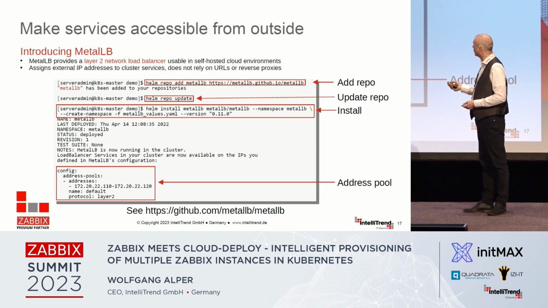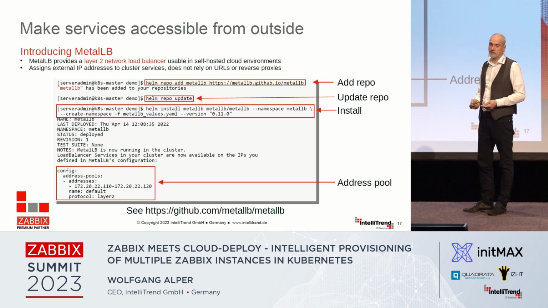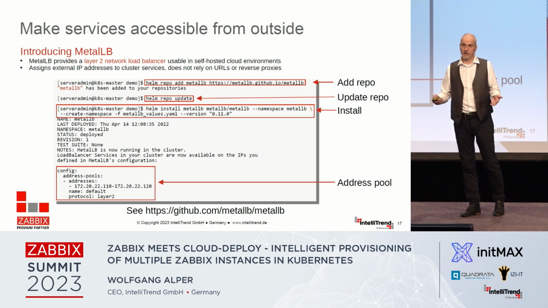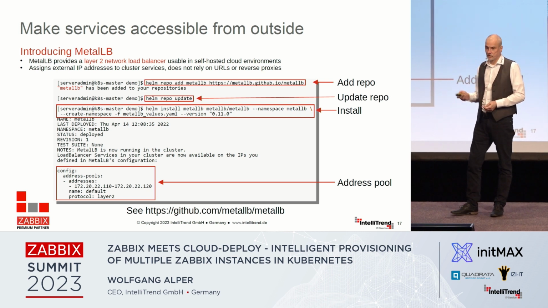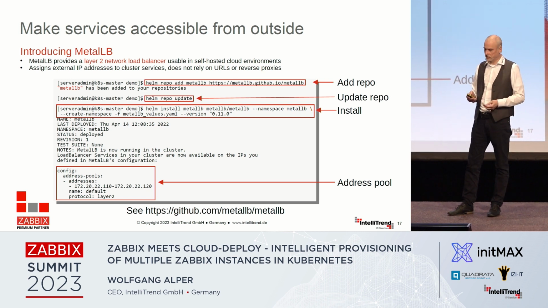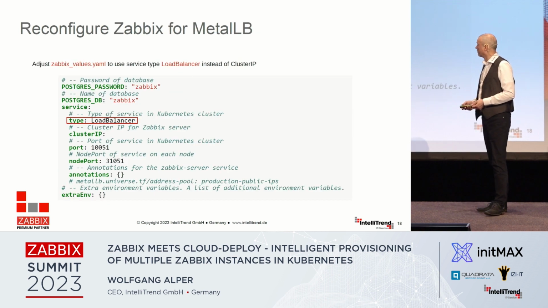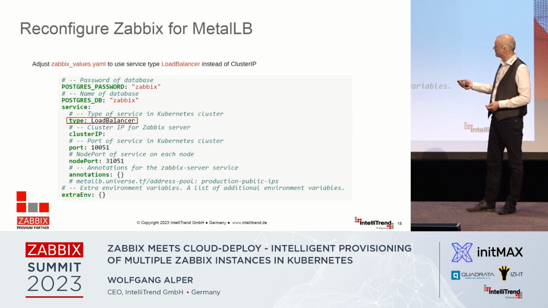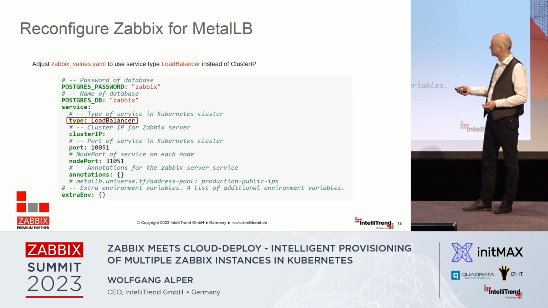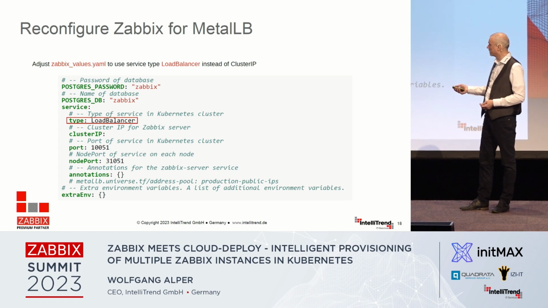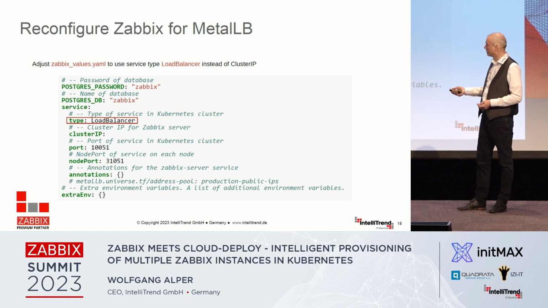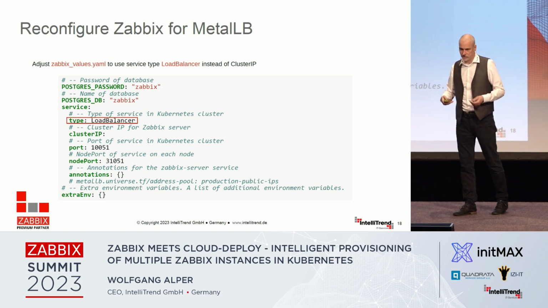Here we see how we deploy our MetalLB service in the Kubernetes cluster, so it will be available within the cluster, using the same technology, Helm and so on. Then we make changes to our Zabbix deployment. We change the service type so that it now becomes LoadBalancer, and it uses port 10051, which is a node port mapped into the service.